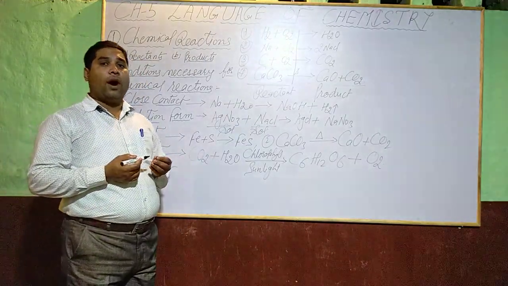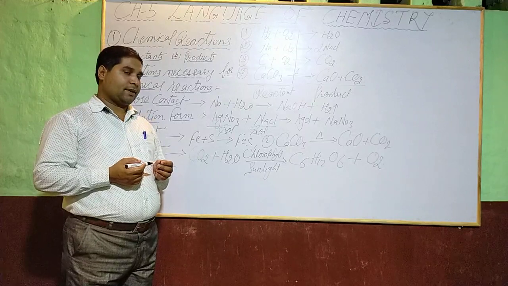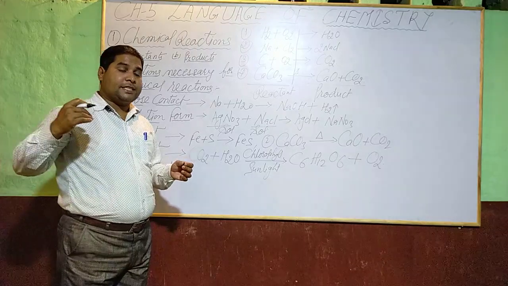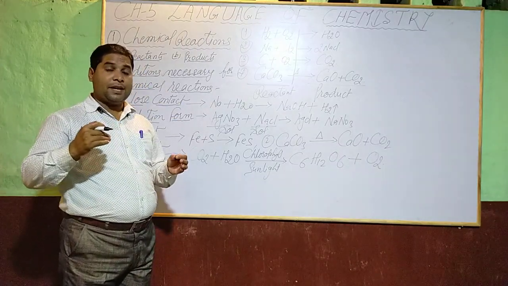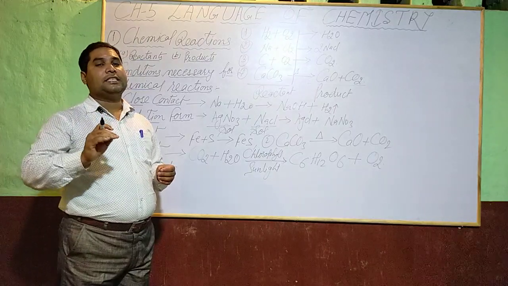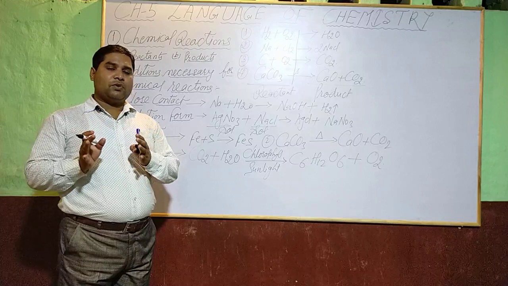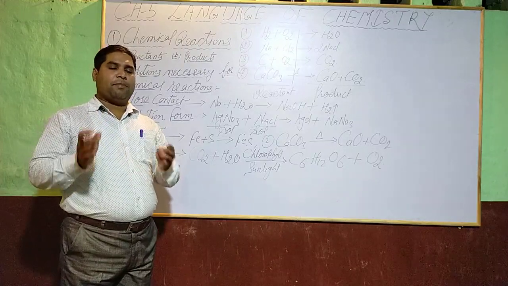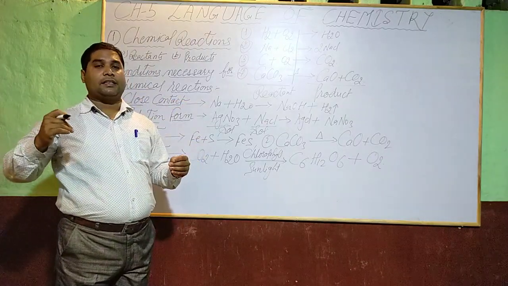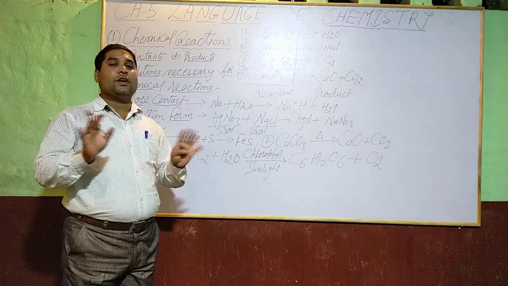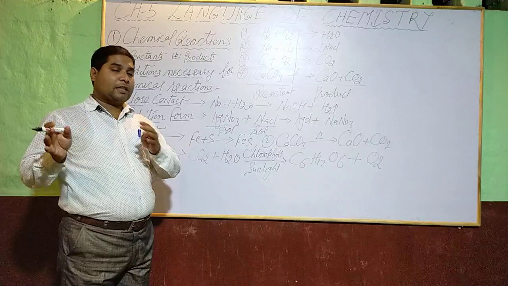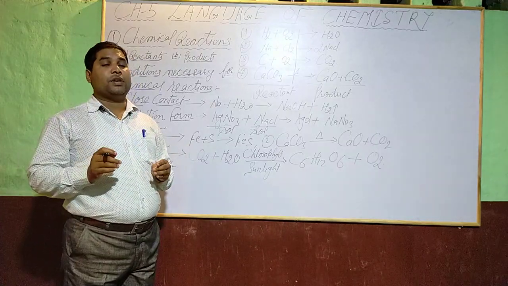Next I am going to explain to you about catalyst. First you should know what is meant by catalyst. A catalyst is a substance which changes the rate of reaction without undergoing any chemical change. That means the particular element or compound is used to increase or decrease the rate, but itself undergoes no chemical change. Such a substance is known as a catalyst.